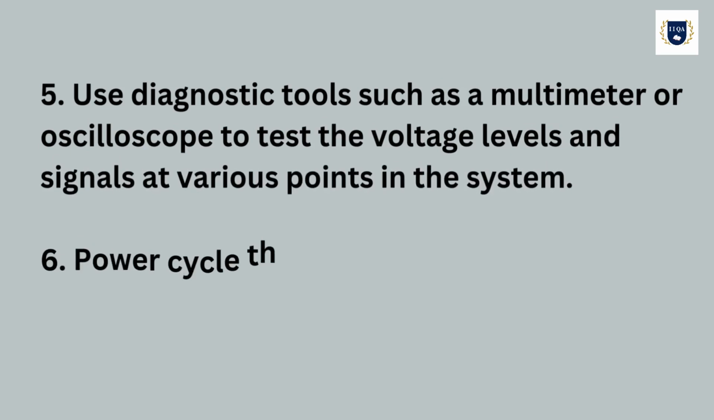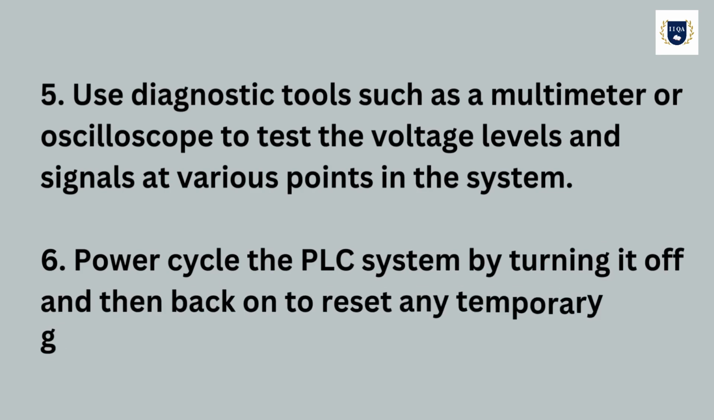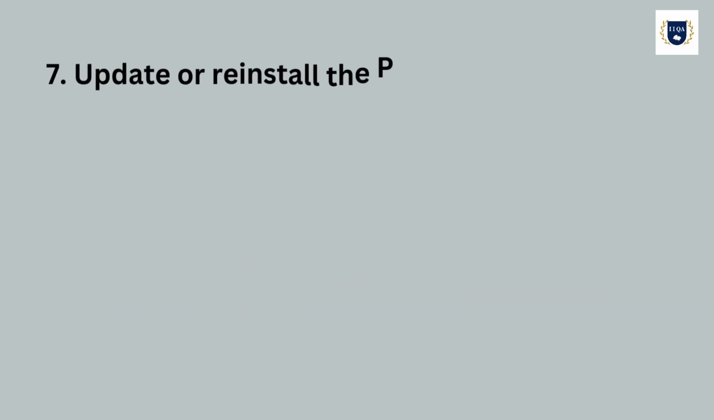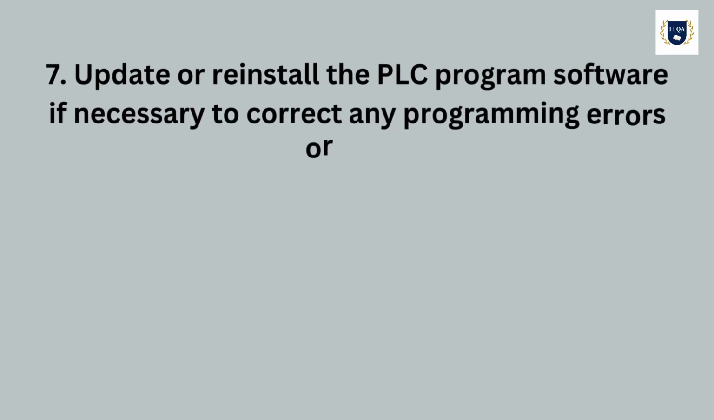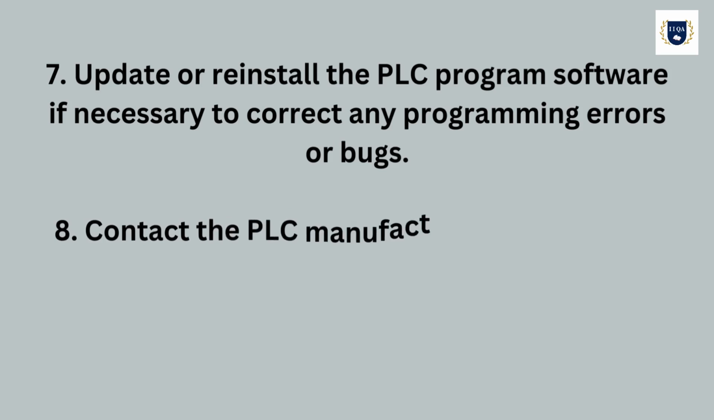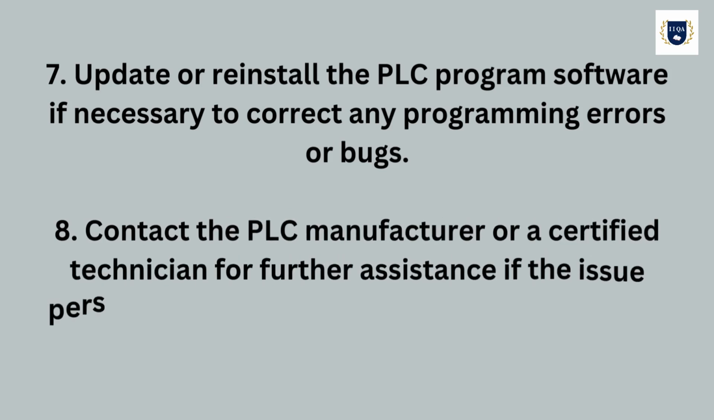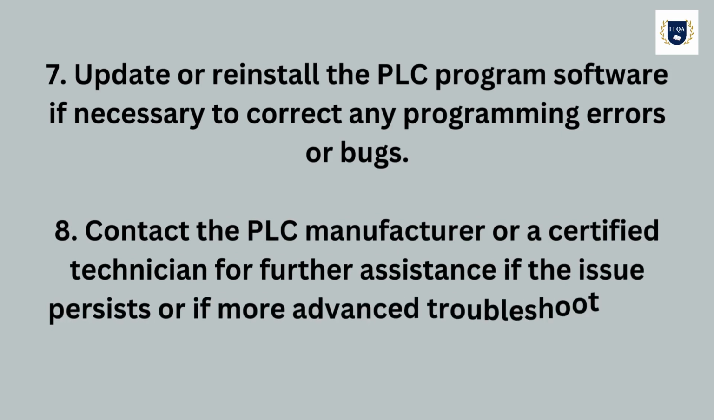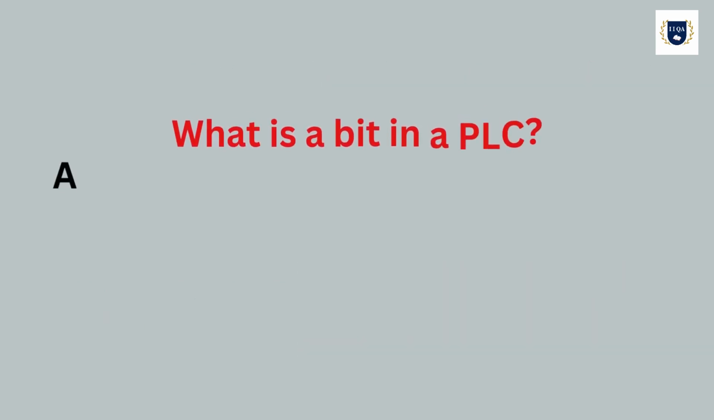in the system. 6. Power cycle the PLC system by turning it off and then back on to reset any temporary glitches or faults. 7. Update or reinstall the PLC program software if necessary to correct any programming errors or bugs. 8. Contact the PLC manufacturer or a certified technician for further assistance if the issue persists or if more advanced troubleshooting is required. What is a bit in a PLC?